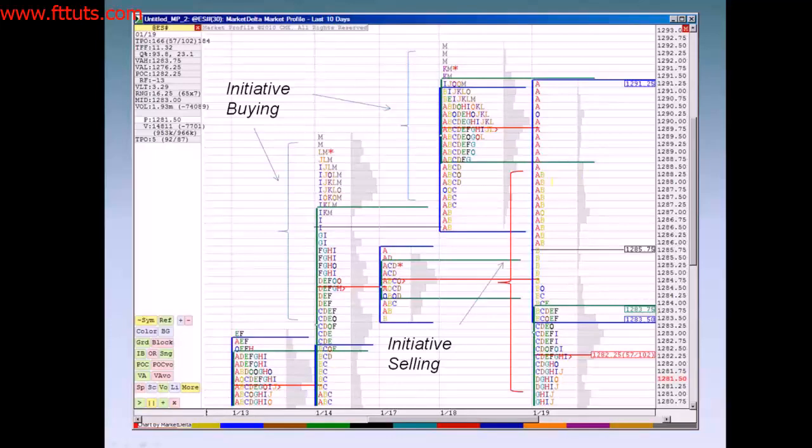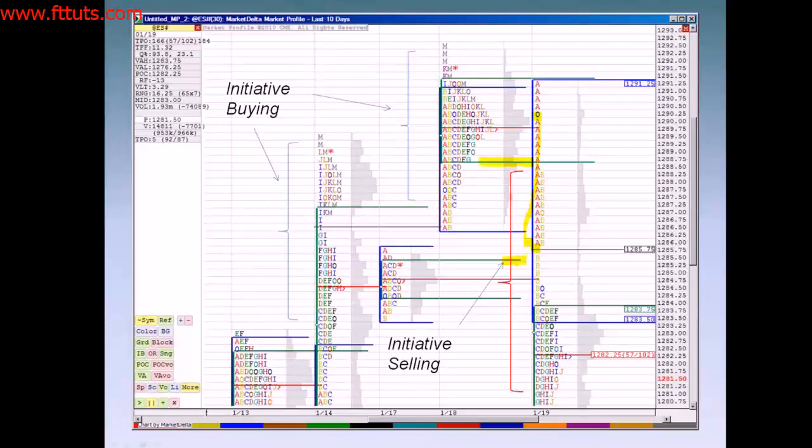When did the initiative selling begin? When prices began to drop lower than the prior day's low value area. And this started very early in the morning. And notice what happened. We opened up here, a little bit above the POC of the prior day in the value area, and prices continued to drop, and they dropped below the value area of the prior day, all the way to almost the high of this day's value area.